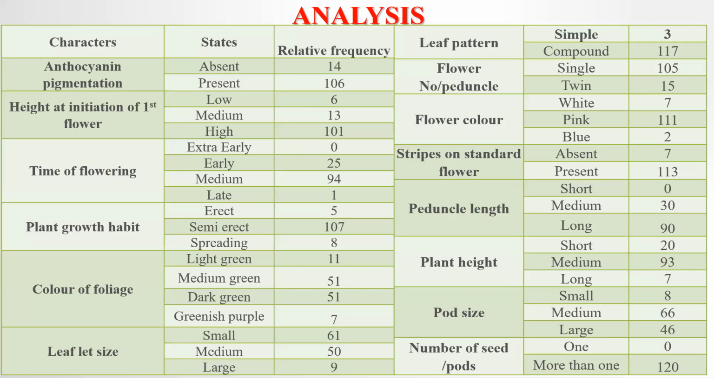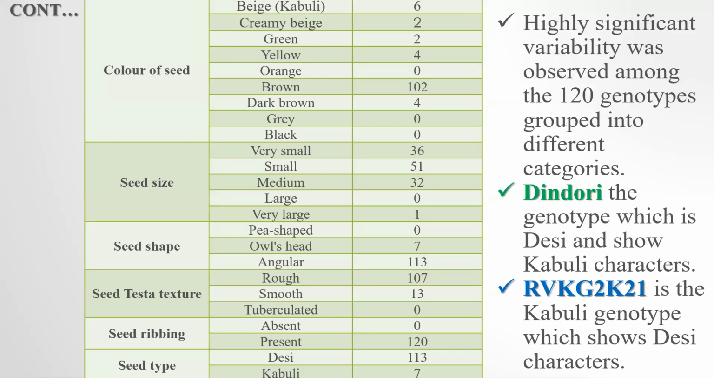A total of 20 characters were studied for DUS characterization, and the 120 genotypes were allotted according to the observed characters. The characters observed were anthocyanin pigmentation, height of initiation of first flower, time of flowering, plant growth habit, color of foliage, leaflet size, leaf pattern, flower number per peduncle, flower color, stripes on the standard, peduncle length, plant height, pod size, number of seeds per pod, color of seed, seed size, seed shape, seed texture, seed ribbing, and seed type.